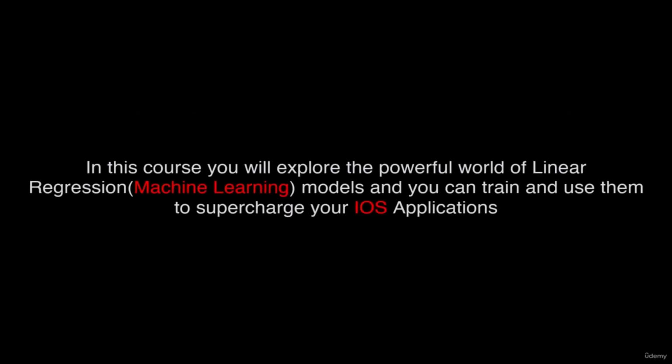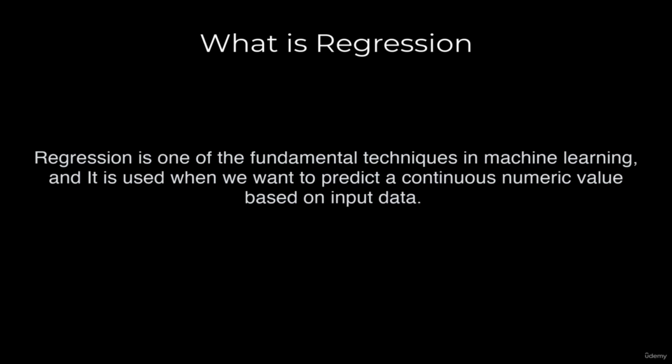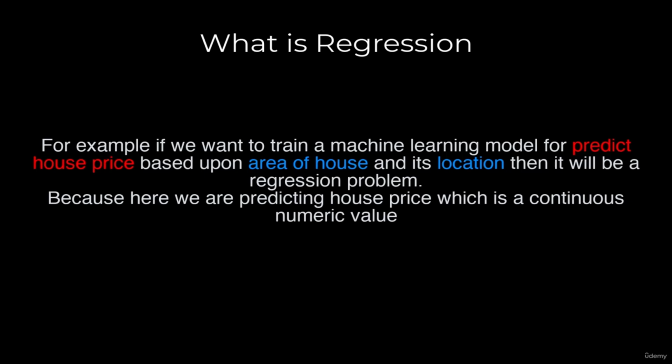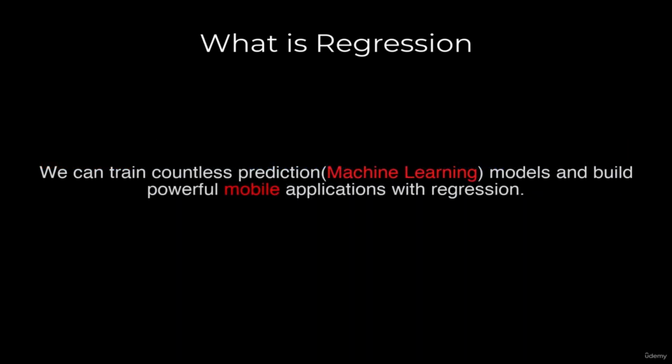In this course, we are going to explore the powerful world of linear regression models and how you can train and use them to supercharge your iOS applications. Regression is one of the fundamental techniques in machine learning, and it is used when we want to predict a continuous numeric value based upon input data. For example, if we want to train a machine learning model for predicting house price based upon features like the area of house and its location, then it will be a regression problem. Similarly, we can train countless prediction models and build smart mobile applications using regression.